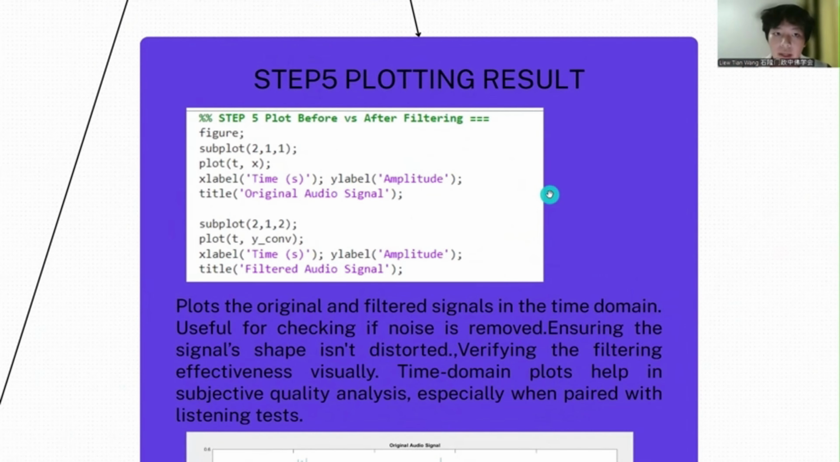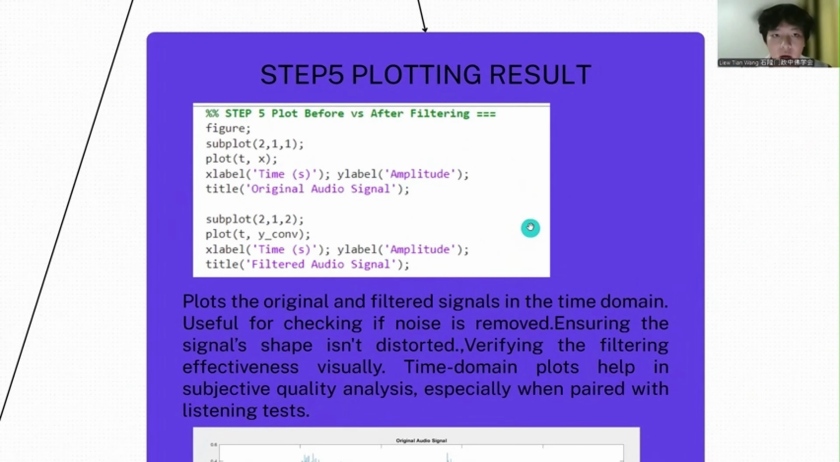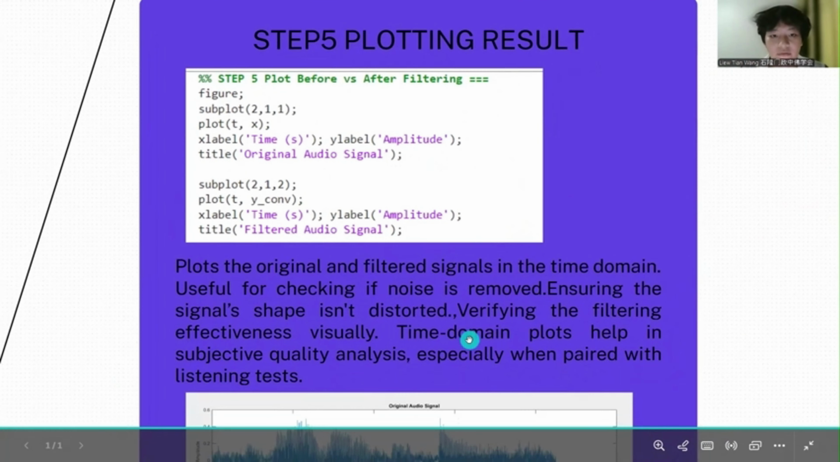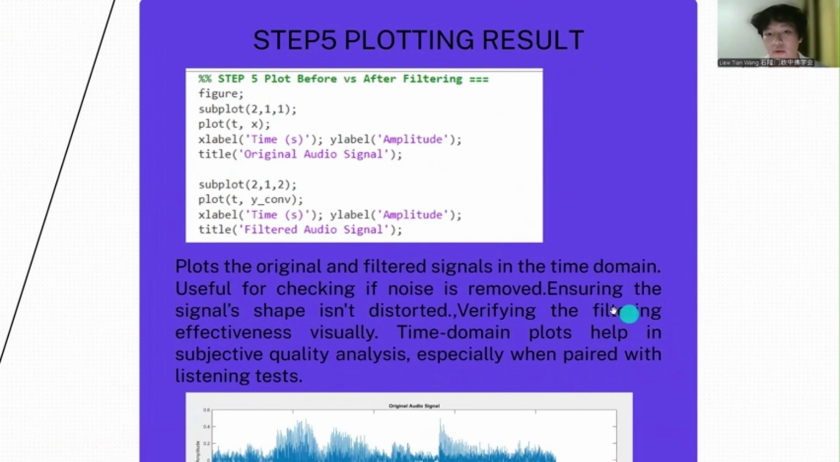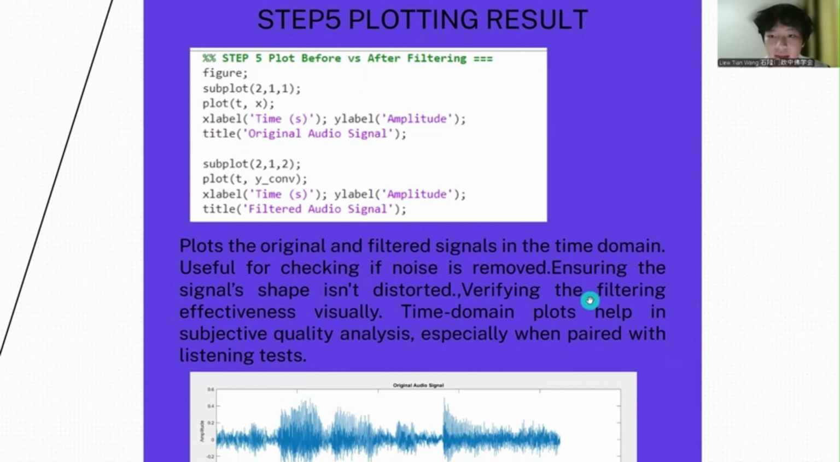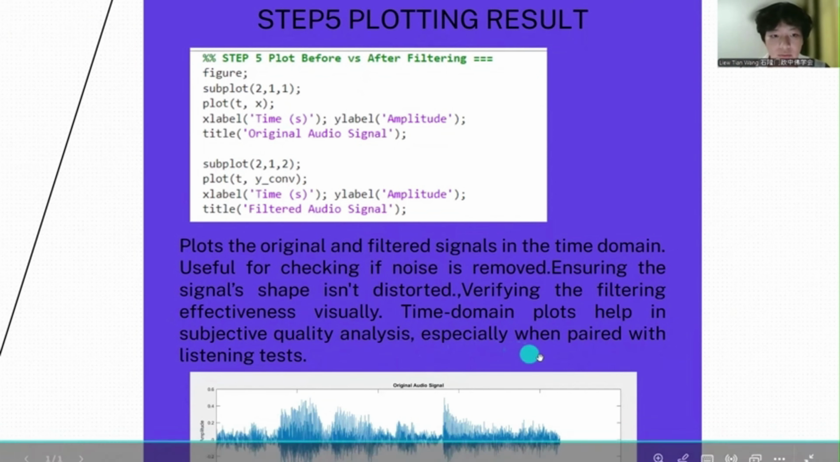Step 5, plotting the result. We use the functions subplot and plot to plot the original signal and the signal after filtering. The plot of the original signal and the filtered signal in the time domain is useful to check whether the noise is removed or not. It ensures the signal shape is not disrupted and verifies whether the filter is efficient or not, and the time domain plot helps the subjective quality analysis, especially when paired with the listening test.